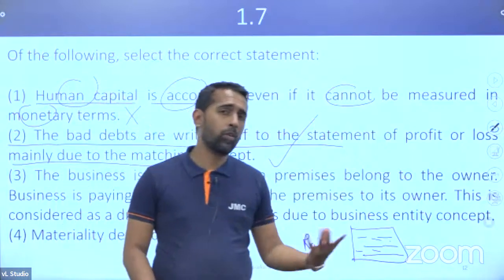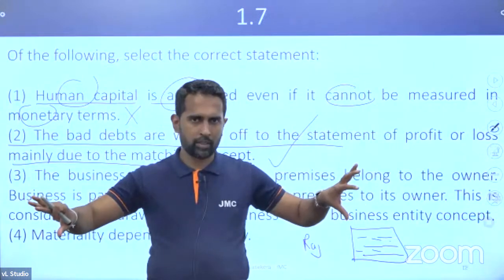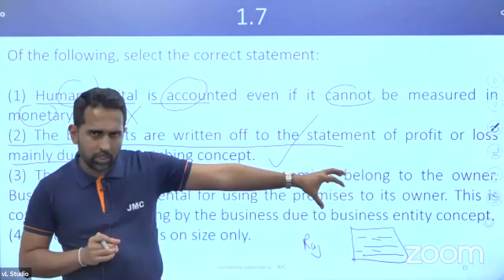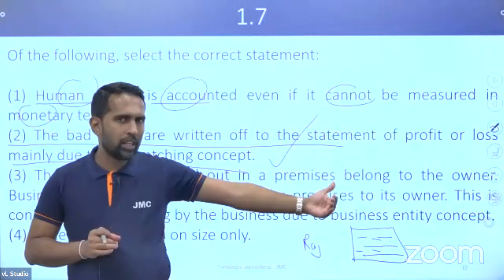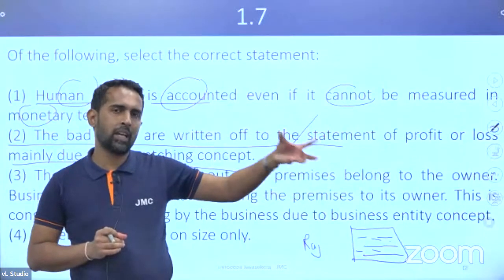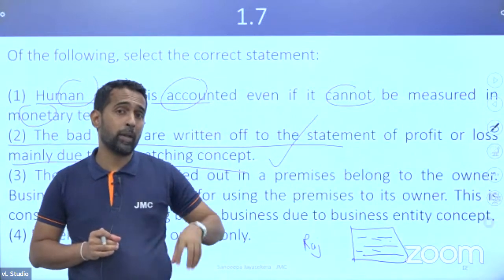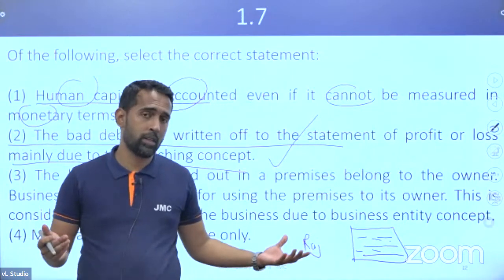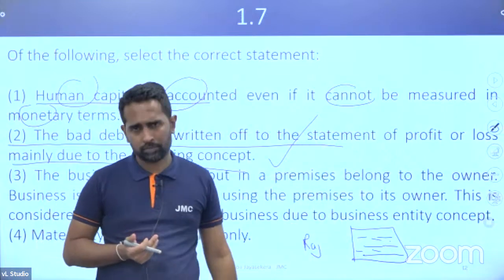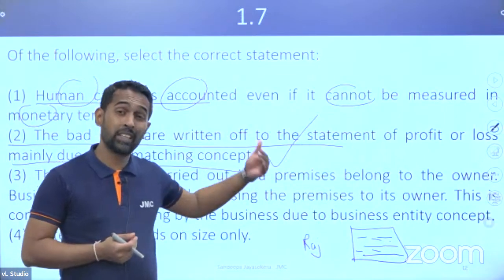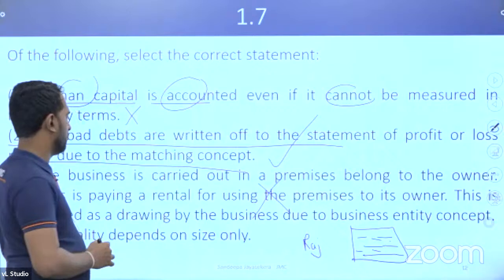No, it's not a drawing. We know that as per the entity concept, business is separate, owner is separate. So the owner has given premises to the business to carry out their businesses. And the business needs to pay a rental for that because the business and the owner are two different entities. So that rental payment is not a drawing, rather it's an expense. Because you anyway have an opportunity cost. If you are not using the premises of Raj, the owner, you have to hire it from somebody else. Anyway, there's a cost. So for business, it's actually an expense, not a drawing, right? So this one is also wrong here.